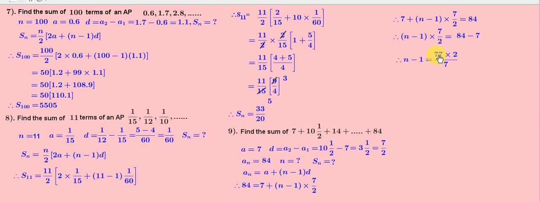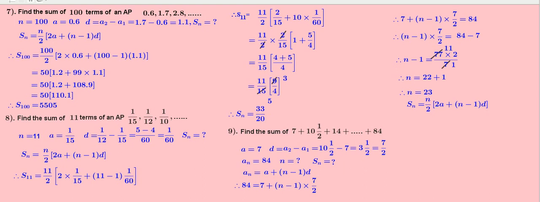After cross multiplication, we have 2 in the numerator, 7 in the denominator. Therefore n equal to 22 plus 1, because 11 2s are 22. After shifting minus 1 from LHS to RHS, it will be plus 1. Therefore n is equal to 23.